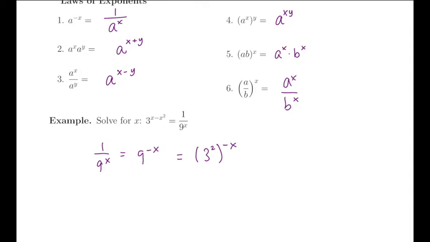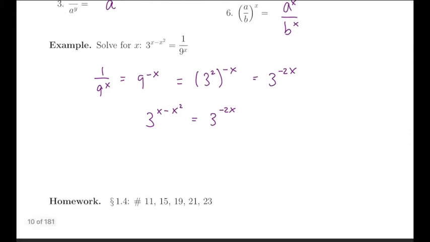And let's simplify this a little bit. We have a situation like this here where you have two different powers. We can multiply them out. So we get 3 to the negative 2x. And now we have a power of 3. This goes here. And what we're going to get then is 3 to the x minus x squared is 3 to the minus 2x. Again, since the bases are the same, the powers must be the same. So let's just equate the powers. So x minus x squared is minus 2x.